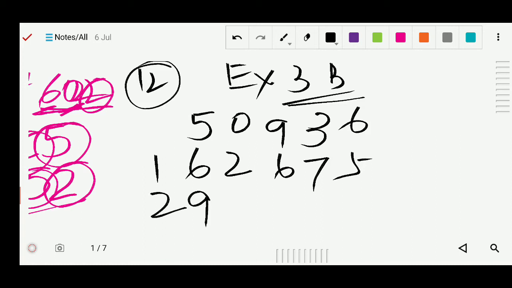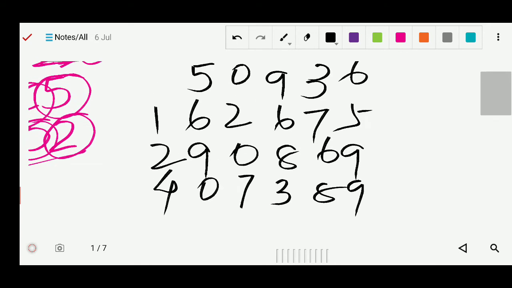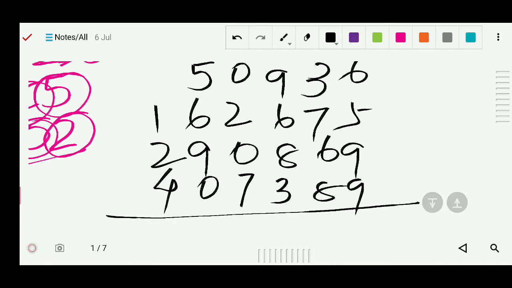Two 9 0 8 6 9. Next is your 4 0 7 3 8 9. These are all the numbers we have to add now. Okay, so we will add. How will we add? Here there is nothing, so you just write 0, no problem, because it is the same. Got it? Now we will add it.